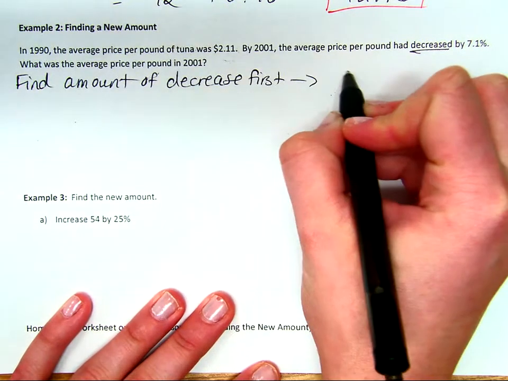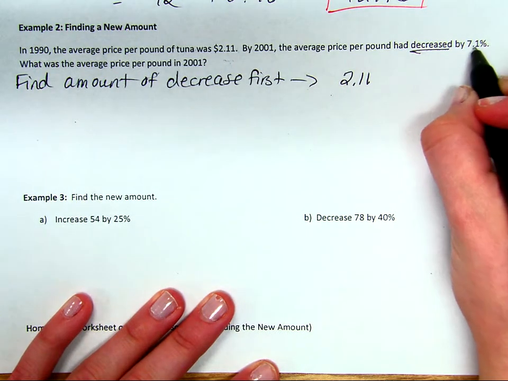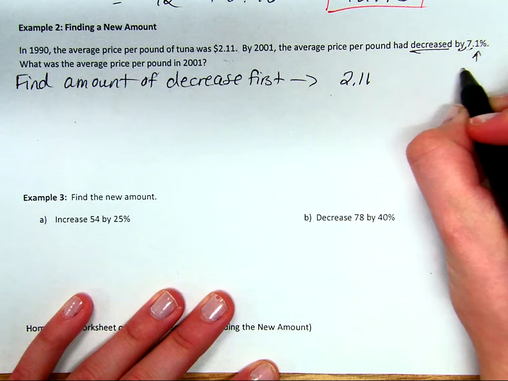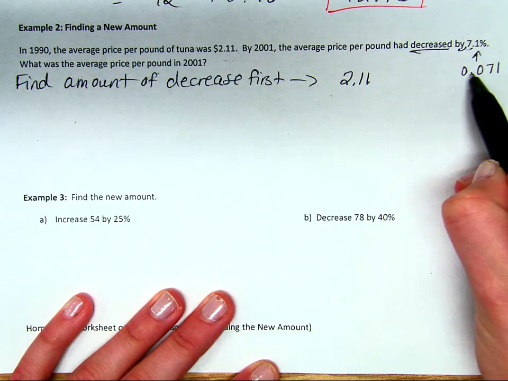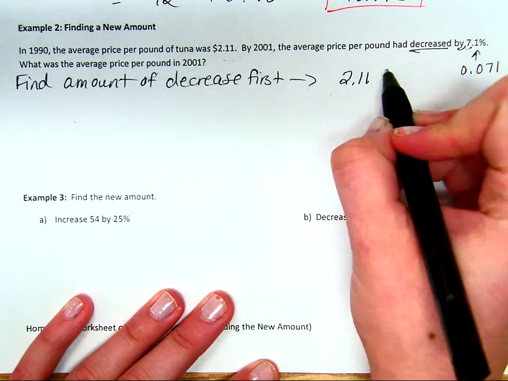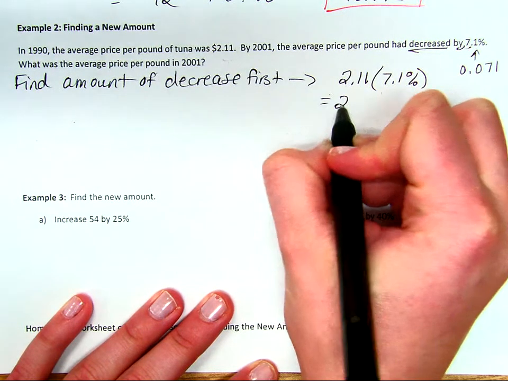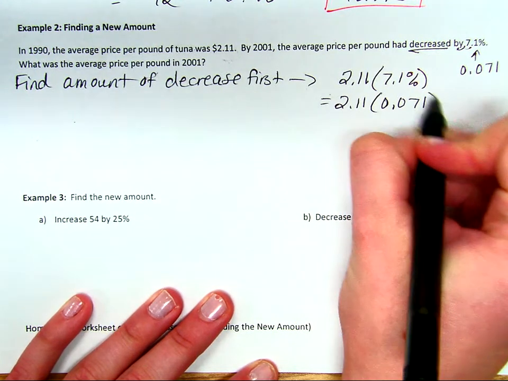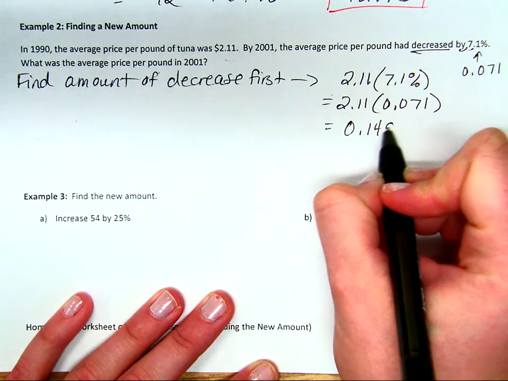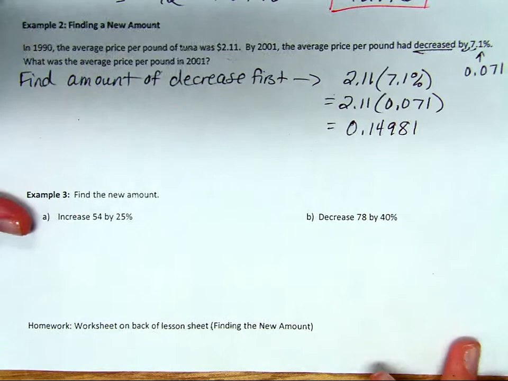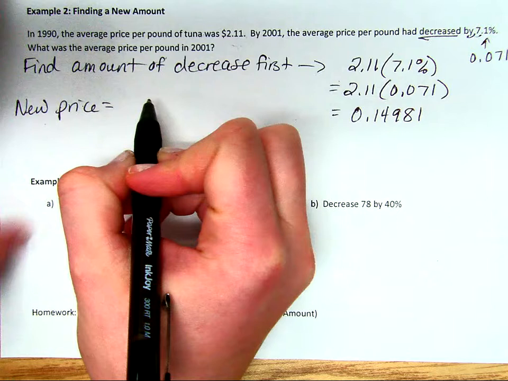So if I take $2.11, multiply it by 7.1%, which as a decimal, I have to scooch my decimal 2 places over, is going to be 0.071. So I'm going to take $2.11, multiply it, just for showing our work, by 7.1%, which equals 2.11 times 0.071. If I multiply that in a calculator, I get 0.14981.